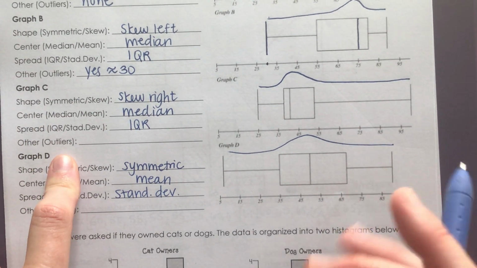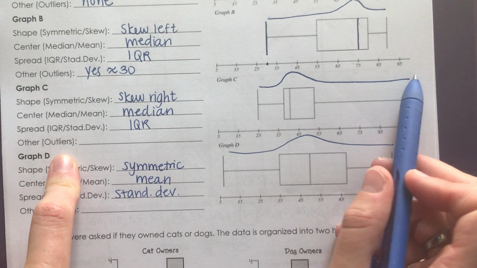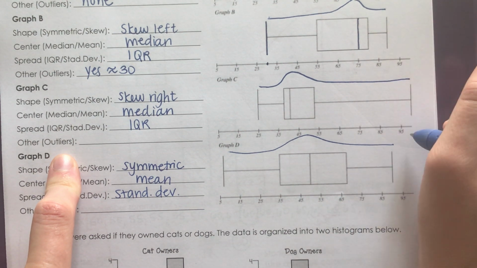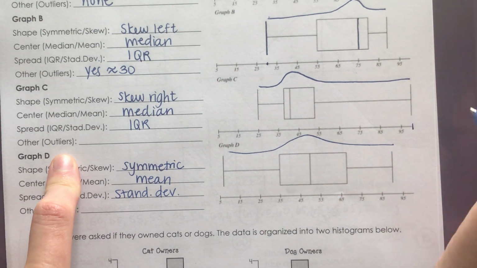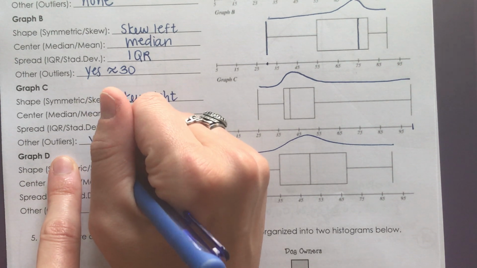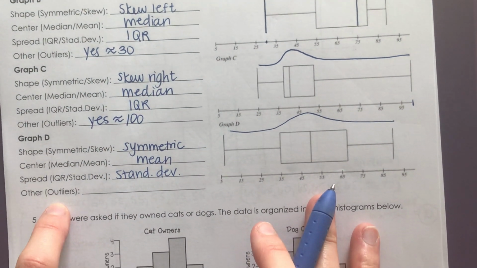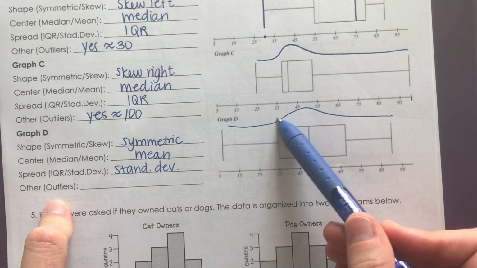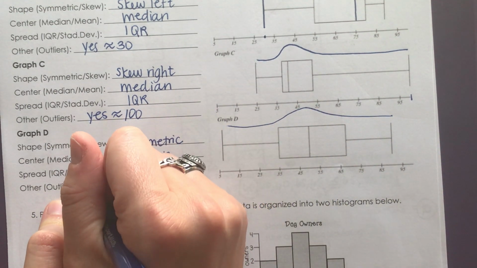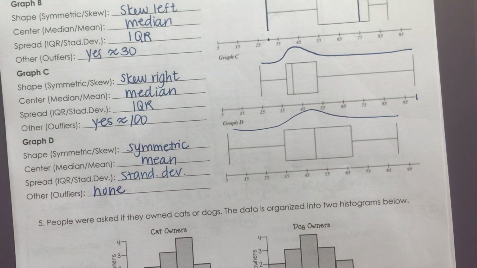Graph C, do I have any outliers? Yes, it's where this long tail is. So I would say, let's see, 85, 95, that's probably like 100-ish. And then graph D, because it is symmetric, it does not have any outliers at all.